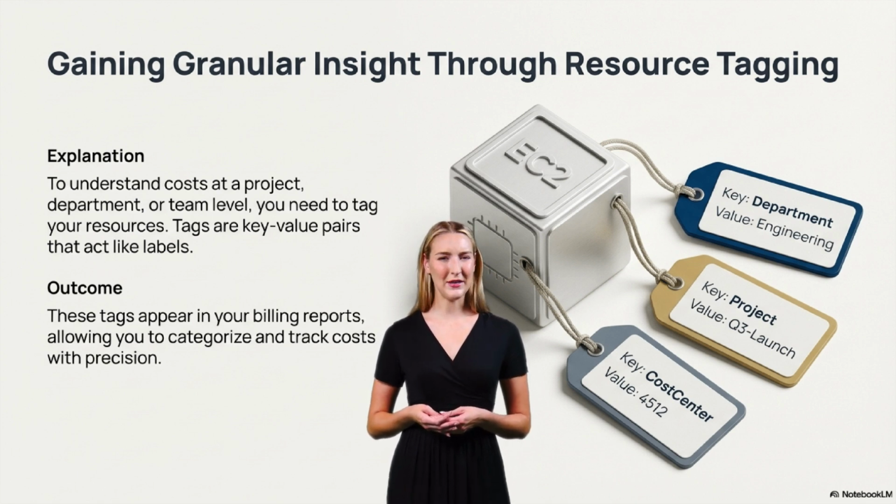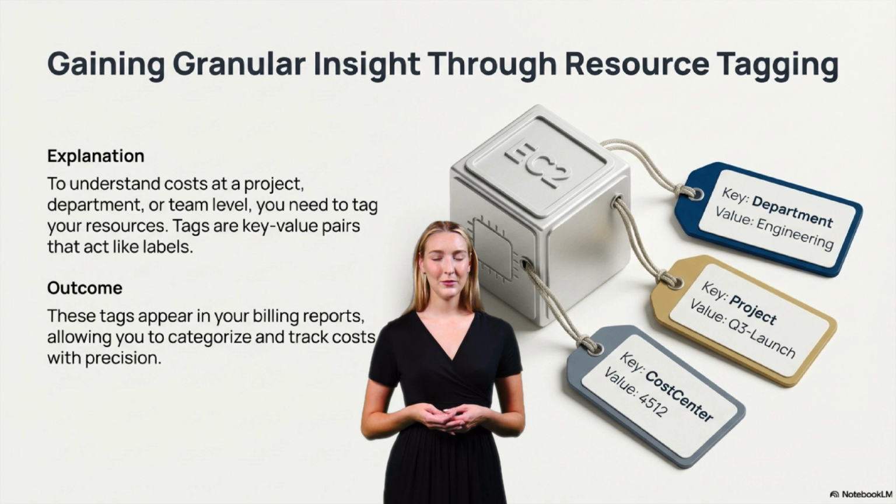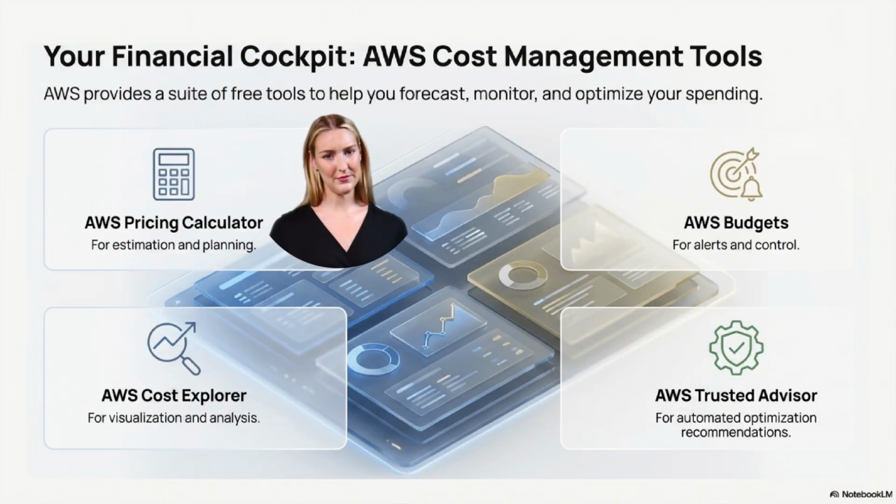Without tagging, a consolidated bill is just one big number. With tagging, it becomes a detailed map of your organization's financial activity. AWS provides a Financial Cockpit, a suite of 4 free tools designed to help you forecast, monitor, and optimize your spending. 1. AWS Pricing Calculator is used for estimation.